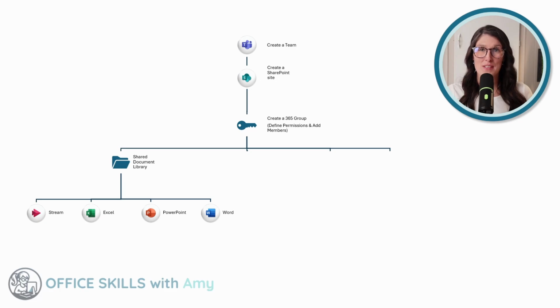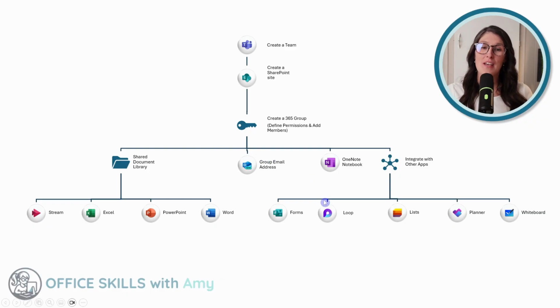When we create a 365 group, we define permissions, and we would organize those groups by departments or projects or clients. And then we would add team members to that group, which are going to be the people who you want to share this content with. Then with every 365 group, we automatically get a shared document library where you can create files, and all of the content created within that library inherits the permissions of the 365 group. So everybody that has access to this 365 group or access to the Microsoft team will automatically gain access to the shared documents. Additionally, we get a group email address, as well as a OneNote notebook, which we have already seen. And we can also integrate with other applications, including Microsoft Loop and Planner.